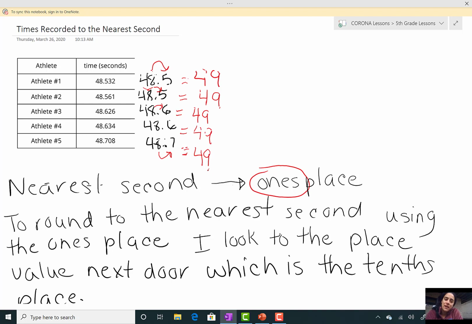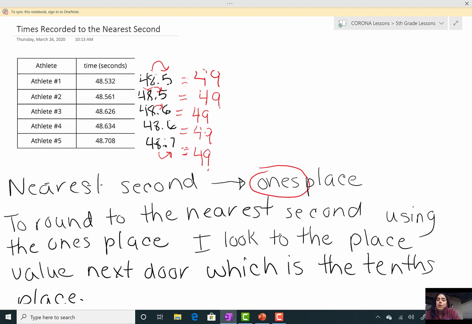What's the problem with that? Let's think about it. If I need to decide a winner of the race, who came in first, second, third, fourth, fifth, can I do that if all of their times are to the nearest second? I can't. Because if I record their times to the nearest second, no one won the race. They all got the same exact time, which we know is not true.